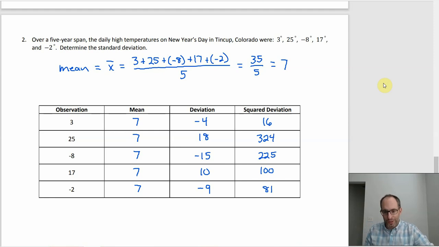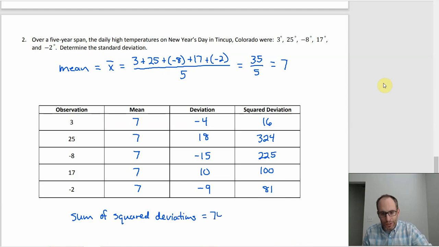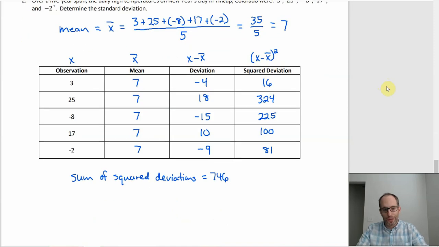Okay, so if you add those together, then the sum of the squared deviations is 746. And I kind of wanted to put the symbols in here too. So x for the observation, x bar for the mean, x minus x bar for the deviation, and then x minus x bar quantity squared for the squared deviation. All right, so the sum of the squared deviations is 746, and then n minus 1 is going to be 5 minus 1 here, which is 4.